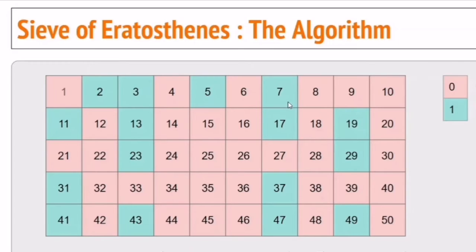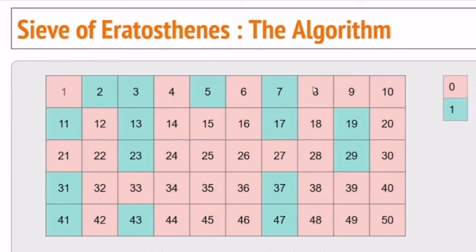We reach 7. Now 7 is a prime number, so we see that the second, third, fourth, fifth and sixth multiples of 7 are already colored, so we have to start from the 7th multiple of 7, that is the square of this prime number, that is 49. So we would start from 49 and from there on we would mark all the multiples of 7 as 0. So 49 is marked 0 and there are no other numbers ahead of 49 which are multiples of 7.